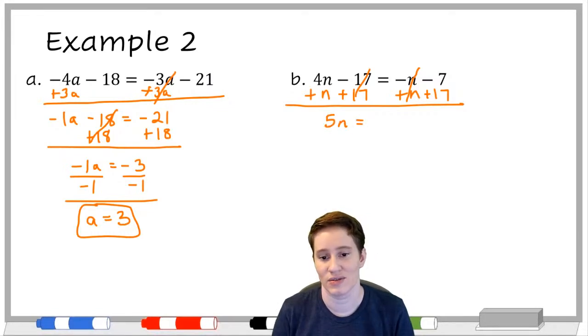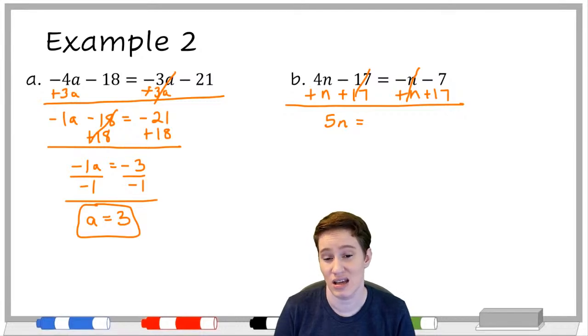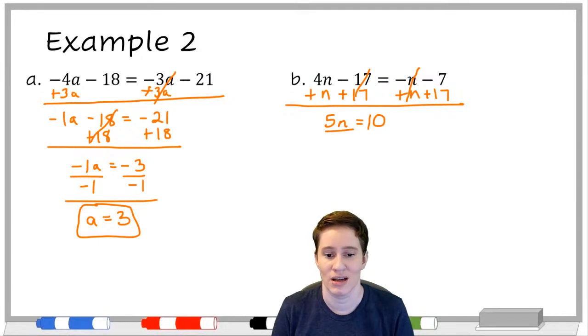And negative 7 plus 17 is 10. And then we're just left to divide by 5. And it's actually really cool when we combine those steps because it makes it feel like a lot shorter problem, I think.